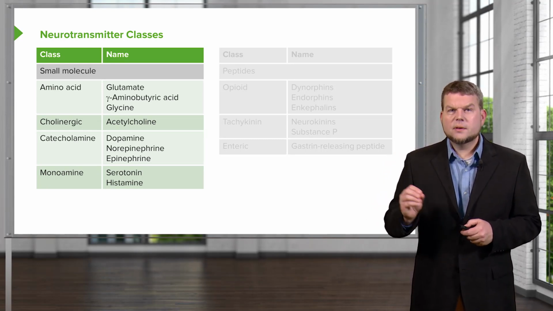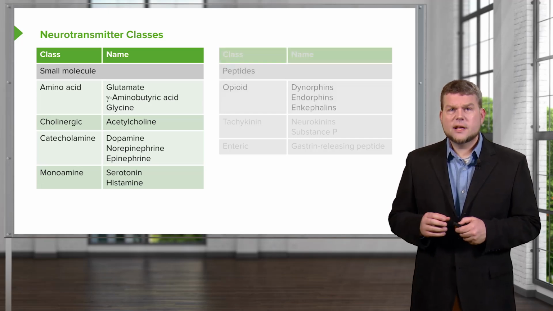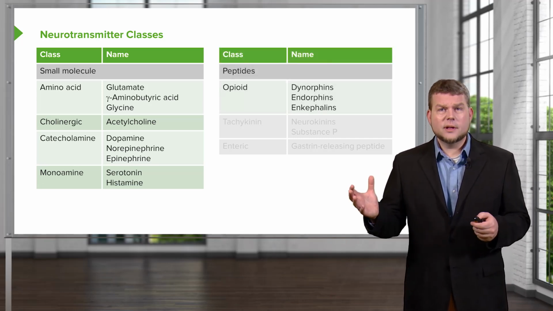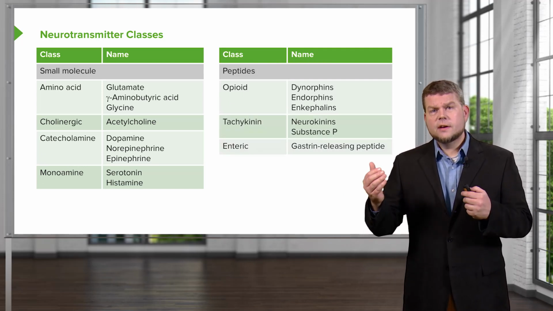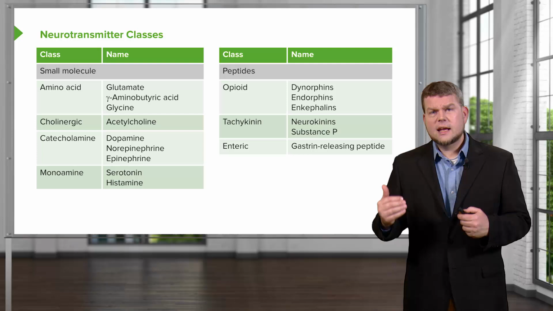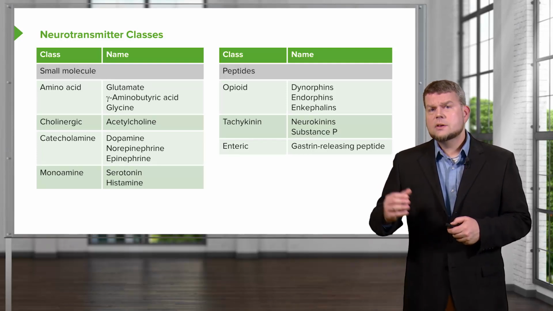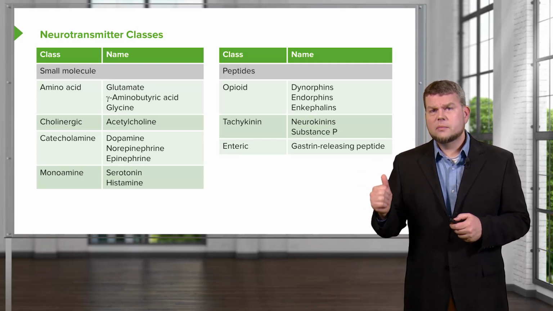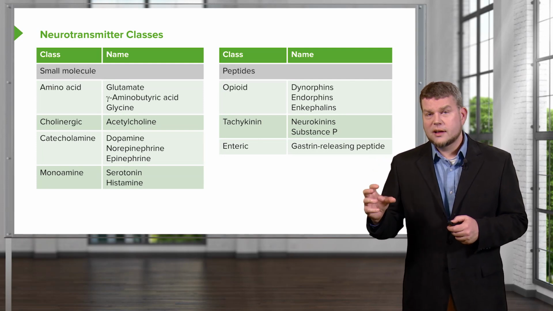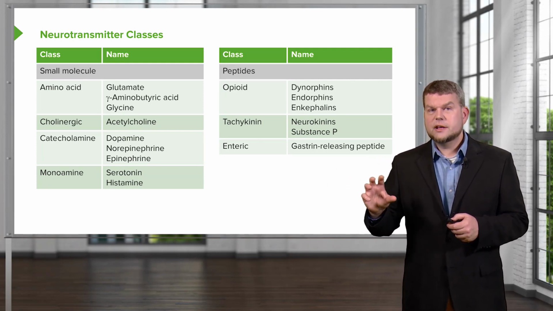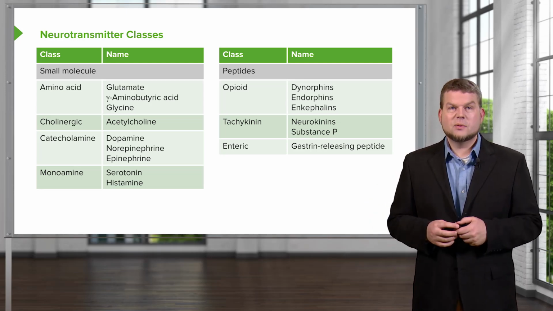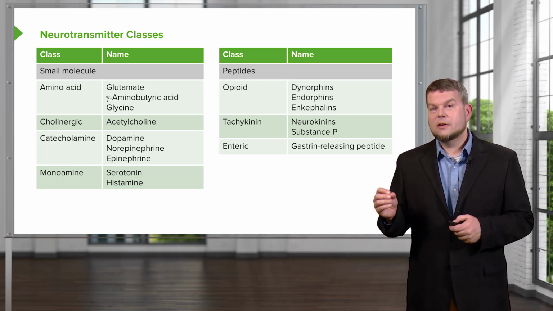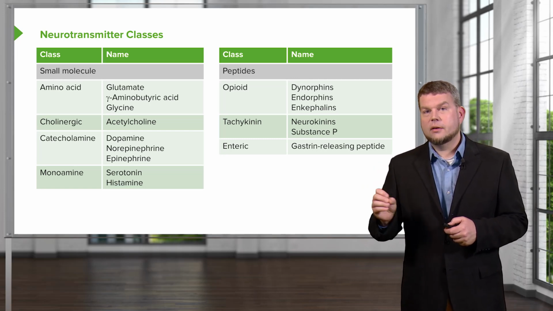But we also have some peptide neurotransmitters. Peptide transmitters are things like opioids. We also have other ones that serve various functions, such as in the enteric nervous system. So these peptide neurotransmitters are important in the process of getting information across, we may not use them quite as much as we do some of the small molecule ones, but they are very important in specific areas of the body.